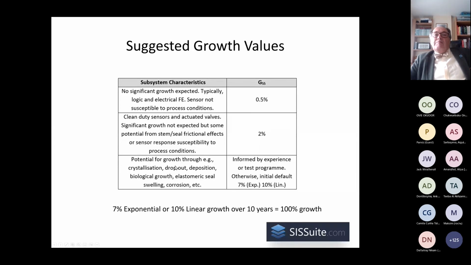If there is potential for growth through dropout, deposition, biological growth, etc., then the suggestion here is they use the 7% exponential or 10% linear, which equate to the 50% rule of thumb. It allows a potential doubling in the response time before the specification will be breached.